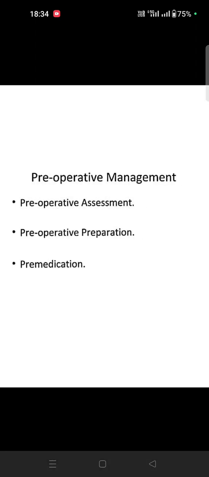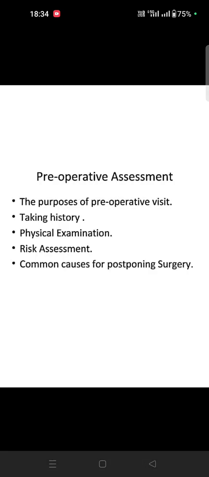Next class is pre-operative and post-operative care. Pre-operative care means pre-operative assessment first, then pre-op preparation and pre-medications. Just imagine when you are working in a surgical ward: what assessment are you doing, what preparation are you doing, what medication are you giving. First, pre-operative assessment is done.